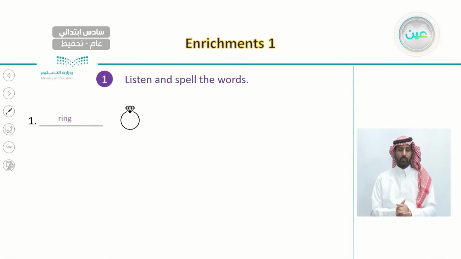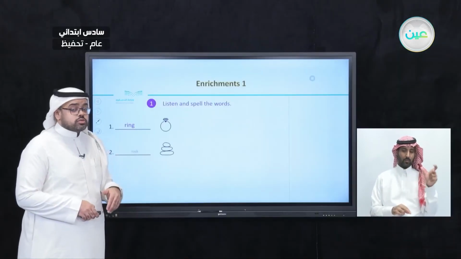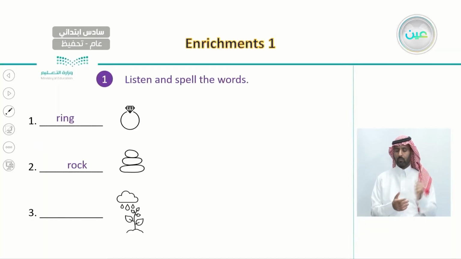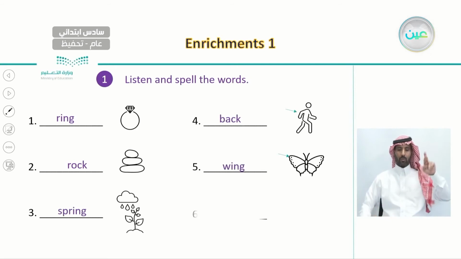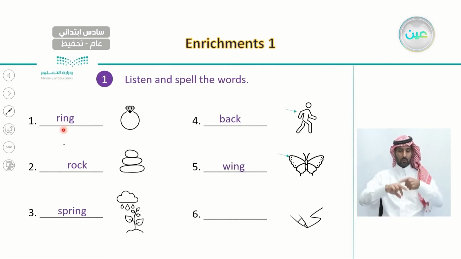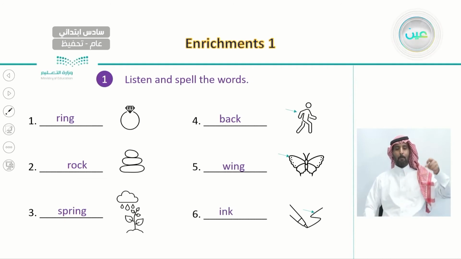And after this, we went to the listen and spell. So here we have different words. We need to listen to each word and spell it right. So let's start with the first one. The first word here is ring. The second one is rock. Spring. Back. Wing. Ink.